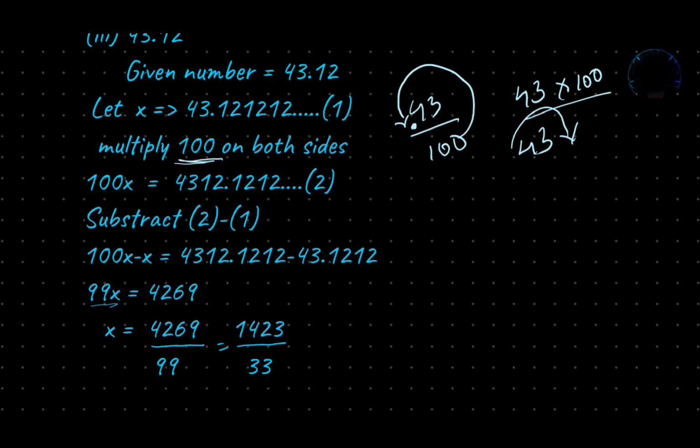Let's cut it out with the 3 table. 3 3s are 9, 3 3s are 9. Now 3 1s are 3, 1 remaining. 3 4s are 12. Then 3 2s are 6. 3 3s are 9, which comes as 1423 by 33.